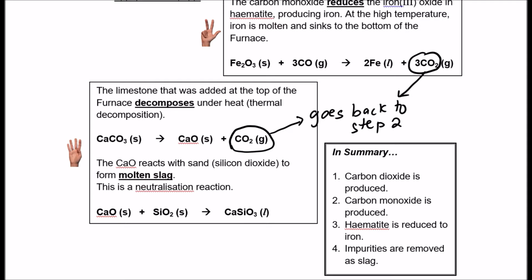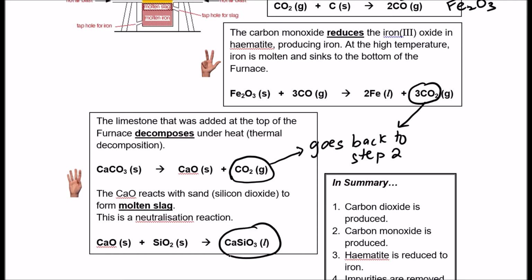The calcium oxide from the decomposition of limestone will be used to remove silicon dioxide to form slag, and this slag is collected when it floats on top of the molten iron.